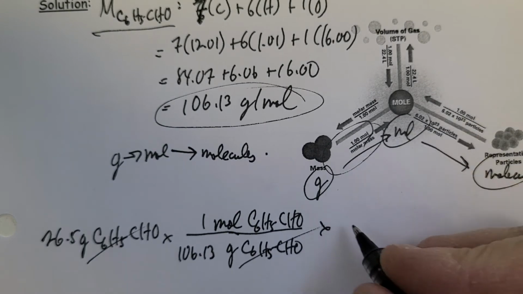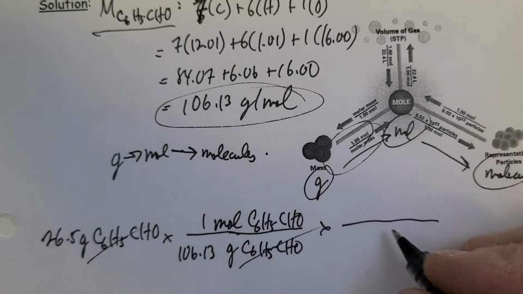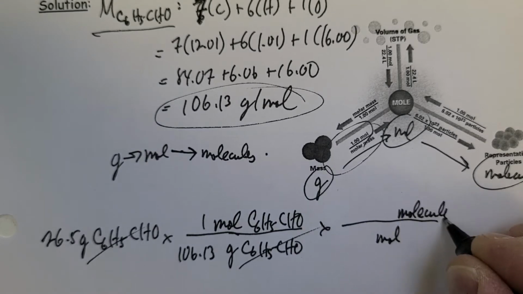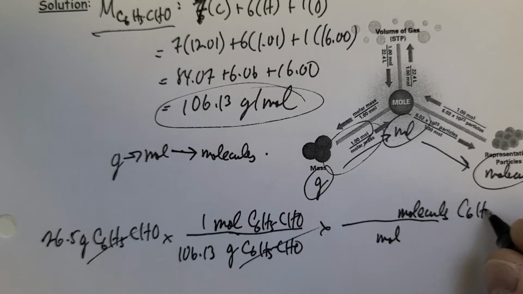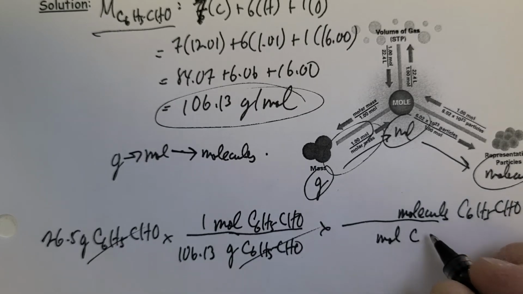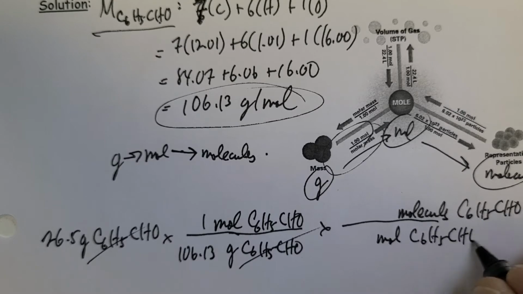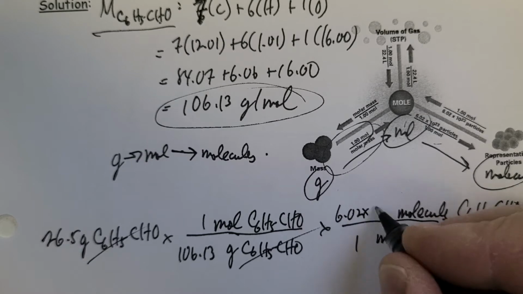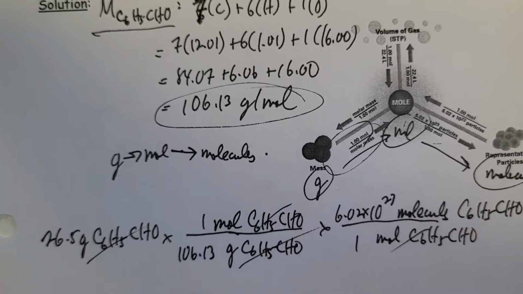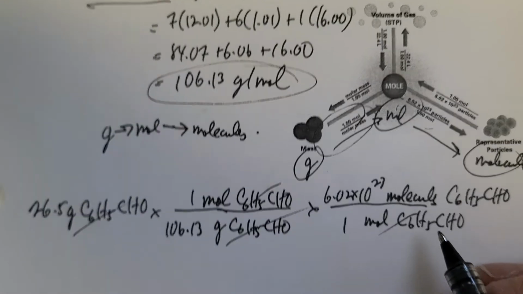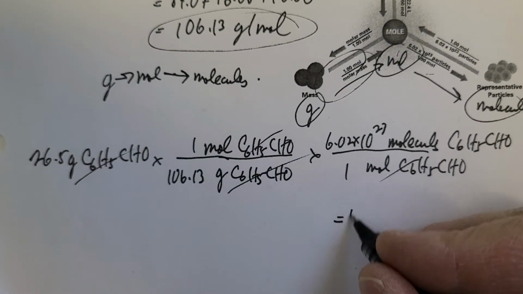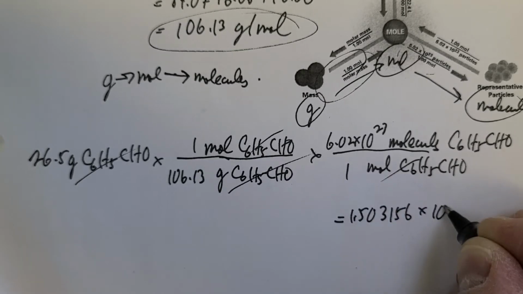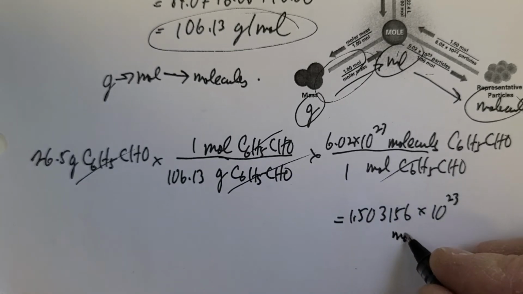So that means going from moles to molecules: moles on the bottom, molecules on top, molecules of C6H5CHO. And of course 1 mole is 6.02 times 10 to the 23rd. So I'm going to calculate what that is. With your calculator, that's going to give me 1.503156. I'm not going to round off yet. I just want to have that number down.